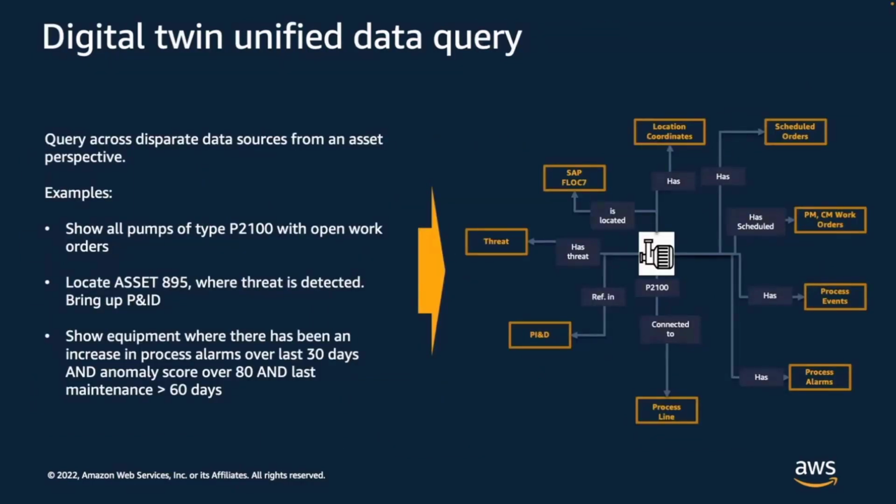Now, let's zoom into the asset-centric digital twin with an example pump type of P2100. Your process engineers and reliability engineers can now query the asset data in a self-service fashion, such as locate a specific asset that has an active threat on the piping and instrumentation diagram, show all the assets of type P2100 with open work orders. The query can also be complex, such as show me assets that have increasing alarms in last 30 days with anomaly score over 80, and last maintenance was over 2 months ago for proactive maintenance, as an example.